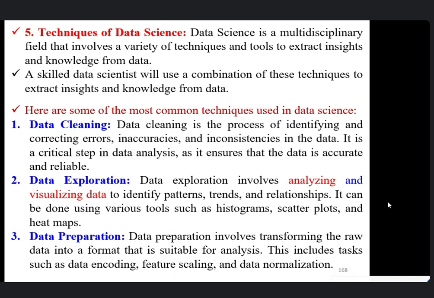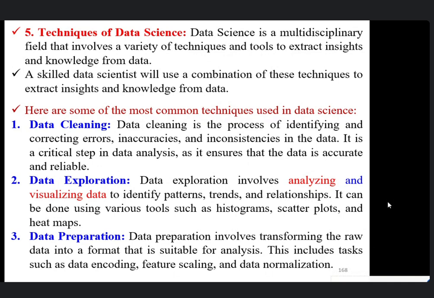Then what is meant by data exploration? Data exploration is nothing but visualizing the data after applying our models, and analyzing the data for identification of patterns, trends, meaningful data, interesting analytics, and relationships between the data points. It can be done using various tools such as histograms, pie chart, bar chart, heat map, scatter plots, and area maps, etc.